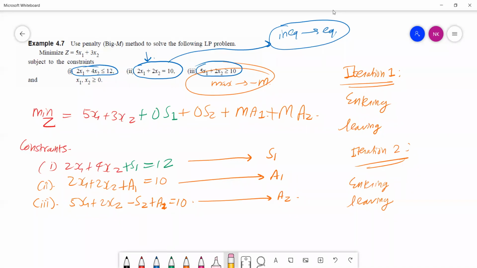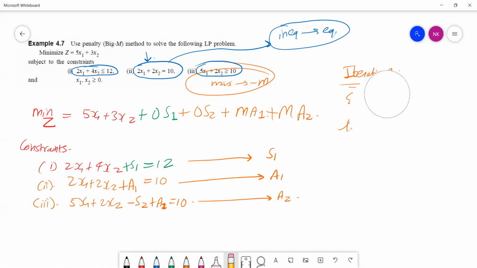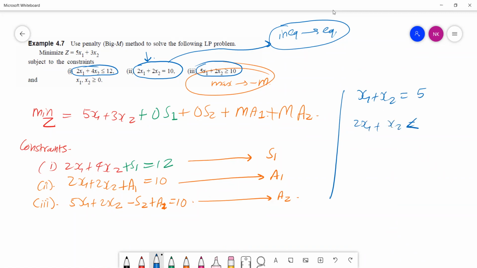So there can be the chance, let's say for example, let me just take one example only so that it is better to explain this particular concept. If it is x1 plus x2 is equal to 5, 2x1 plus x2 is less or equal to 6, and 3x1 plus 5x2 greater or equal to, let's say, 3. For example, this one. Or let me just take, instead of 3, some other value so that I can have the discussion more freely.